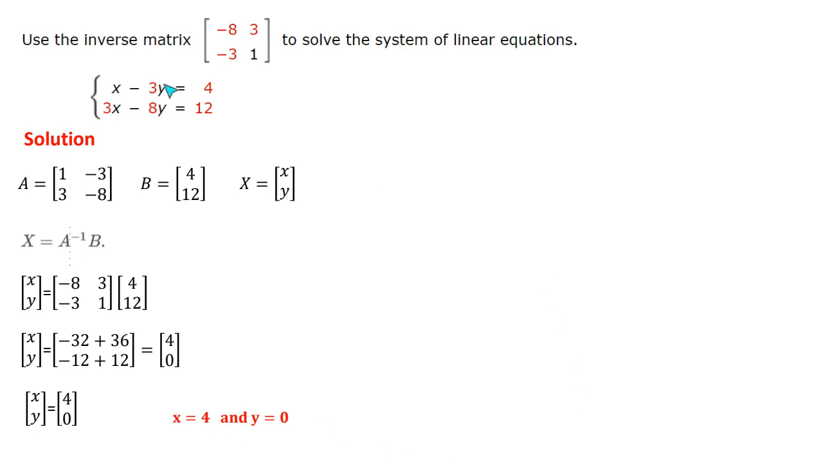Okay, so again, the steps here are, if they don't give you this inverse, then from your system of equations, you have to create your matrix A. Again, it's made up of all coefficients. Your matrix B, which is your constants, and then X, which is just your variables, X and Y. Then you find the inverse of A and multiply it times B. And then that would give you your solution.